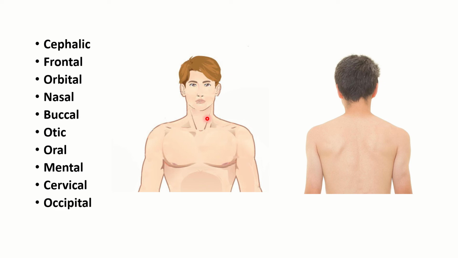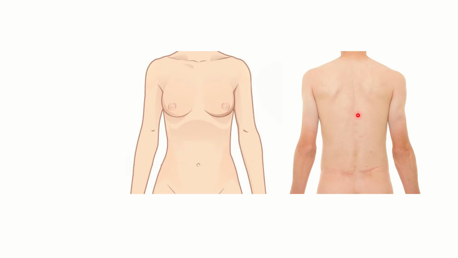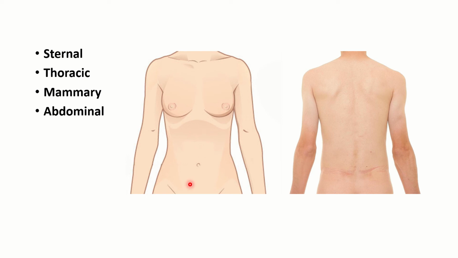Cervical is the neck. Occipital is the back of the head, this area. And nuchal is this area, just a small part of the back of the neck. Sternal is the breastbone area. Thoracic is the chest. Mammary is the breast area. Abdominal is the abdomen. Umbilical is the belly button.